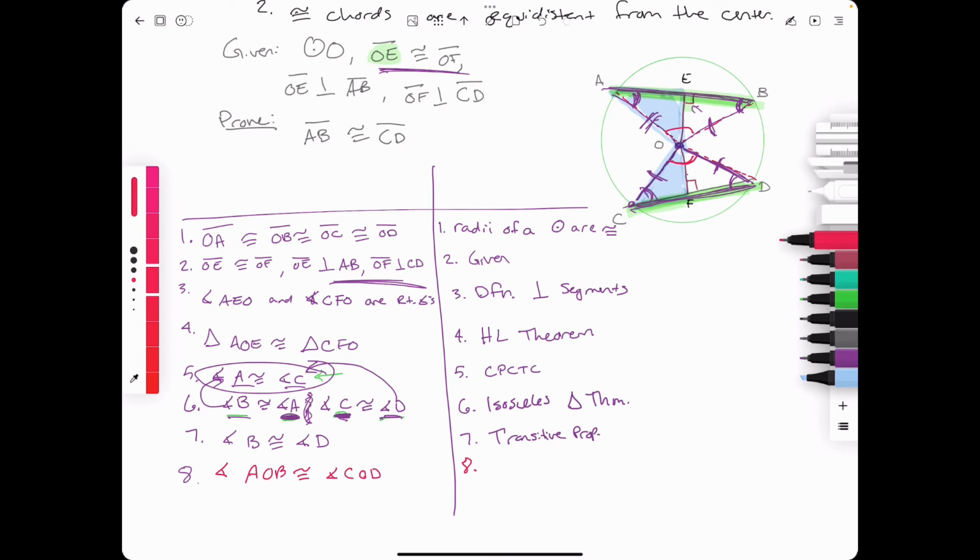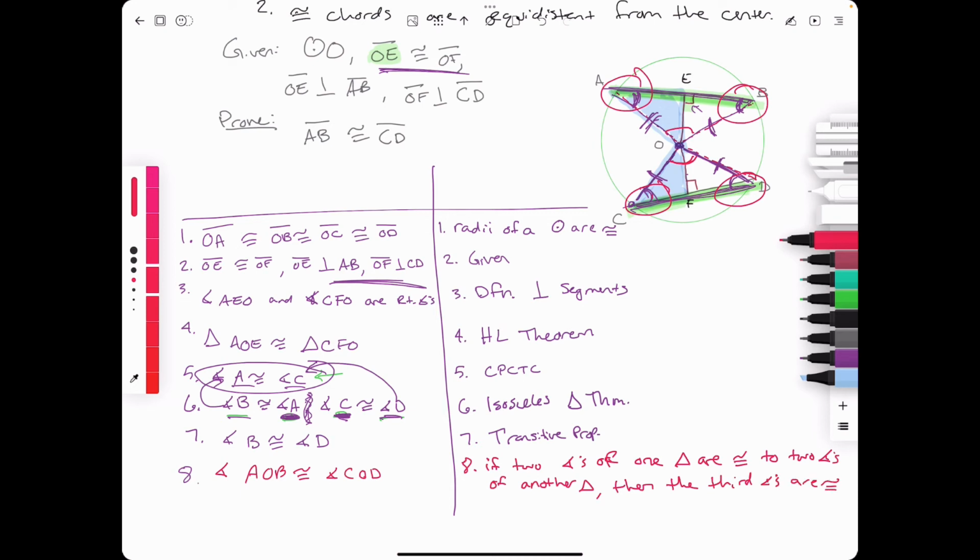Statement 8 is because if two angles of a triangle are congruent to two angles of another triangle, the third angles are congruent, right? We already said these two are congruent to these two, therefore the remaining third angles have to be congruent. If two angles of one triangle are congruent to two angles of another triangle, then the third angles are congruent.